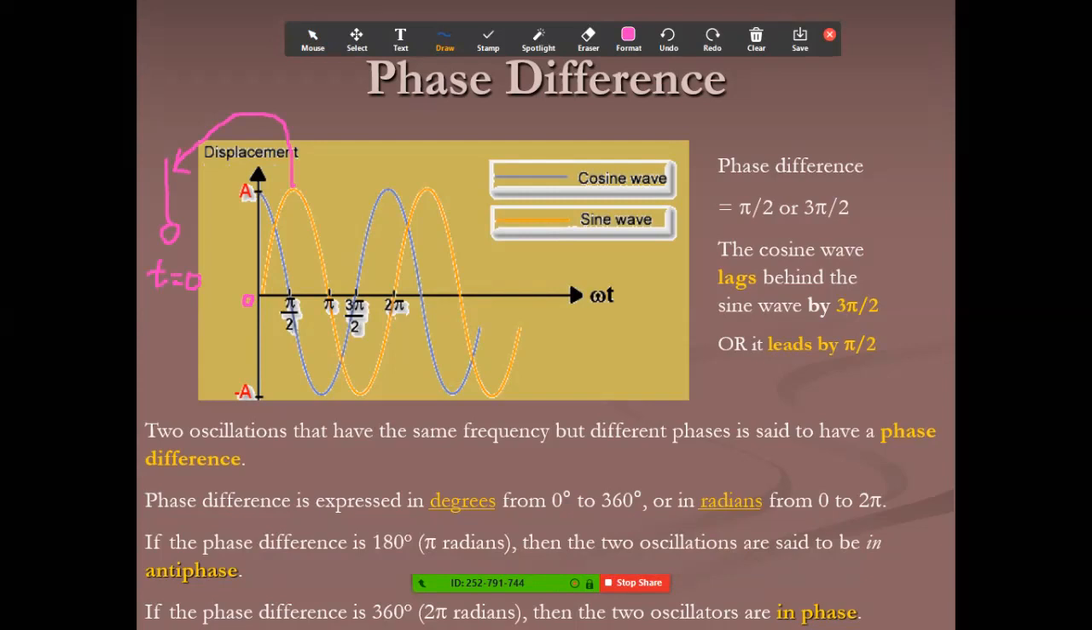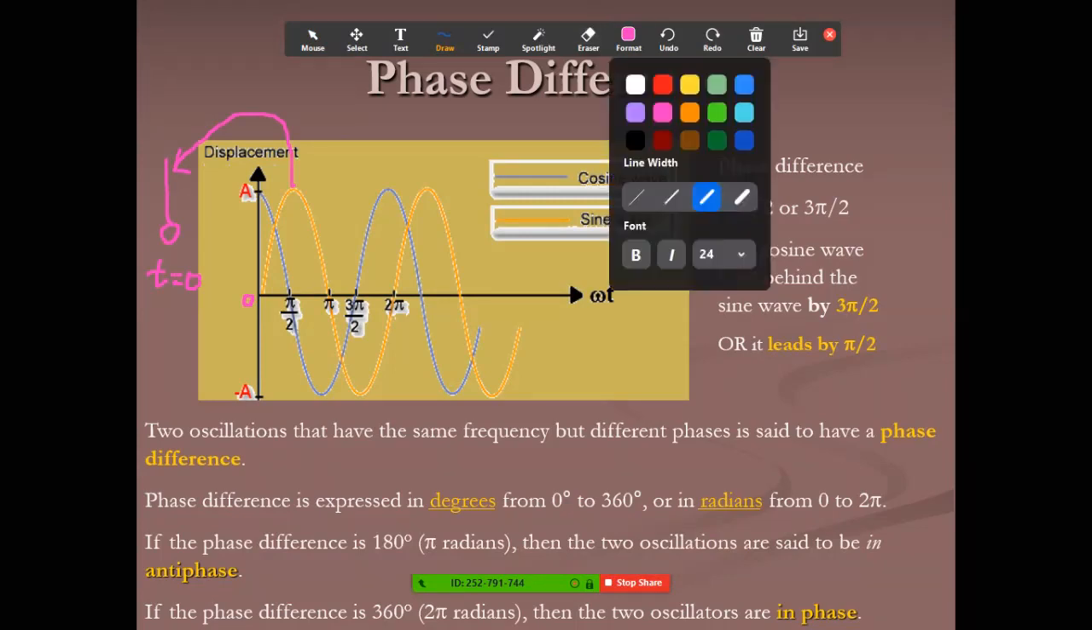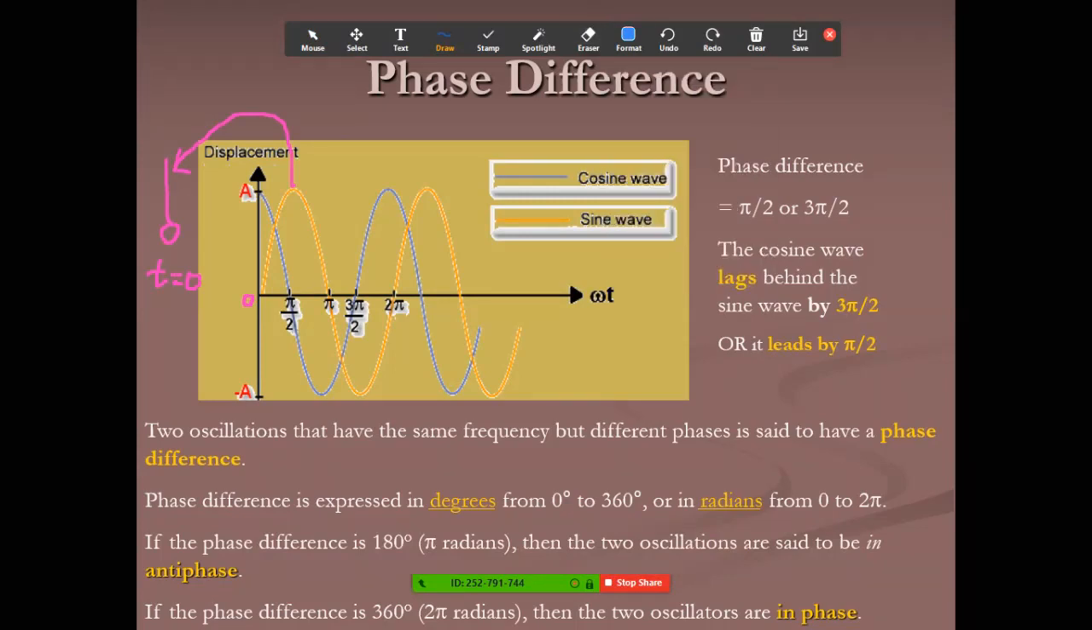How about the blue one? The blue one starts here. Let's say it's a pendulum. Where is the blue one? At the equilibrium, at the positive displacement or the negative displacement? Come on, give it a try. The blue one is at the positive displacement. Why? Because the displacement is positive.